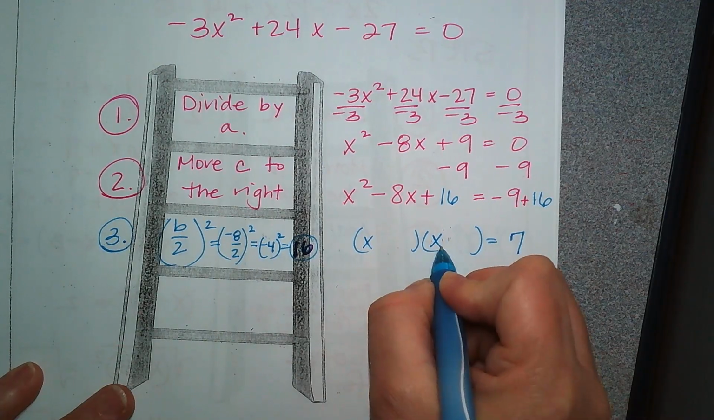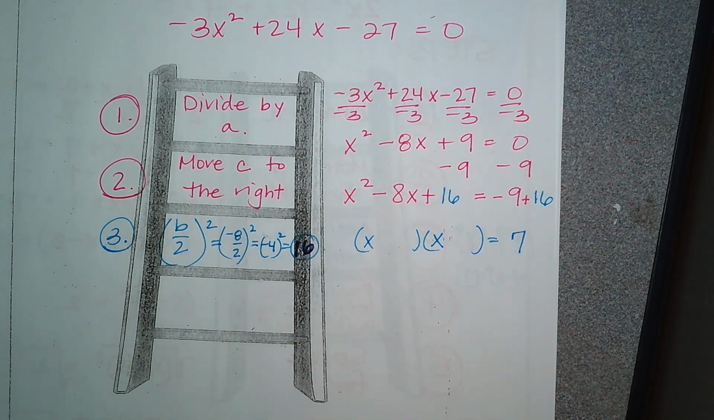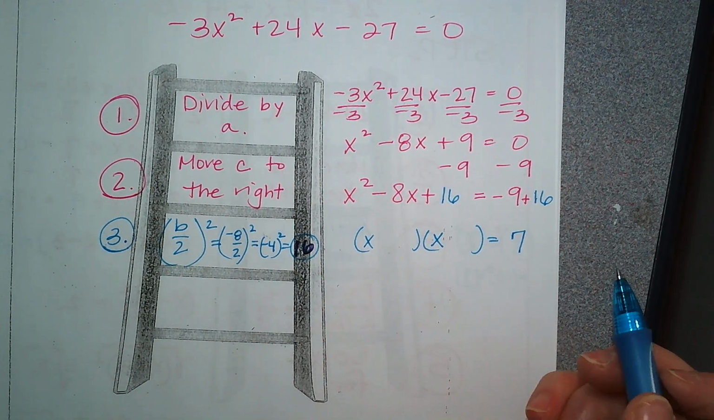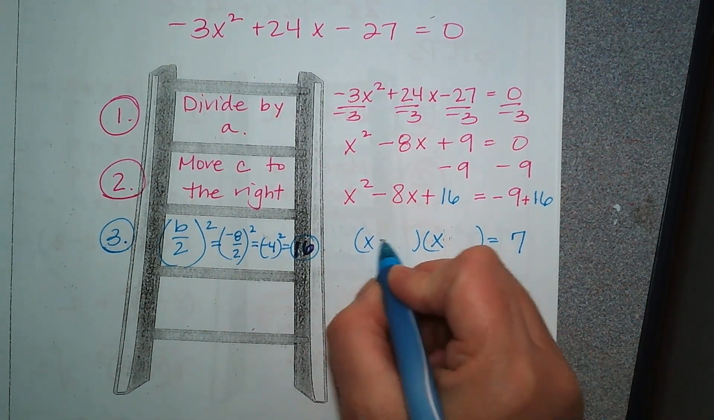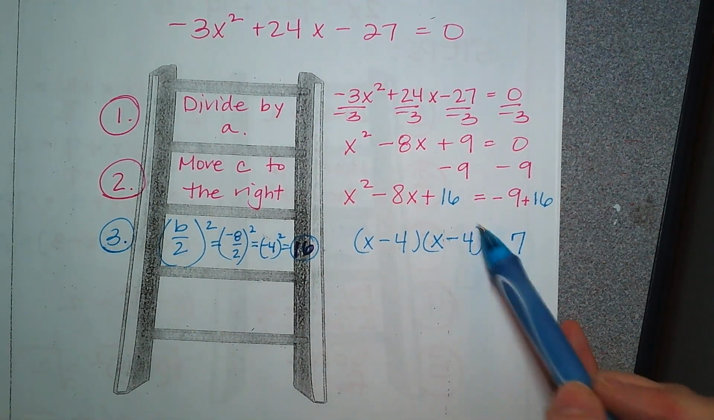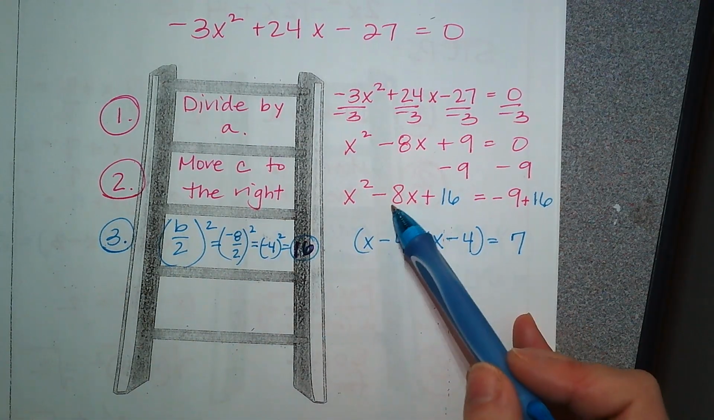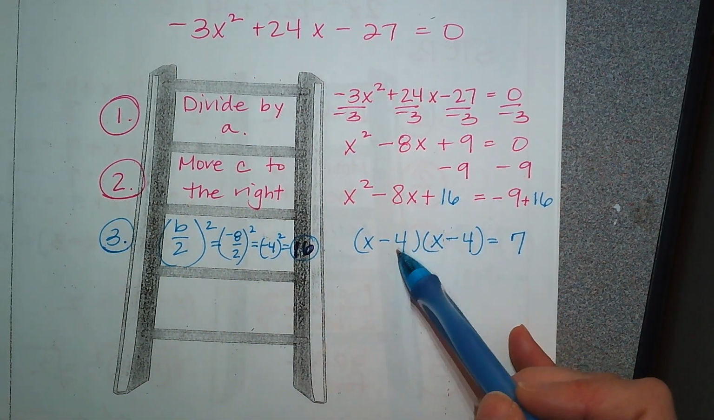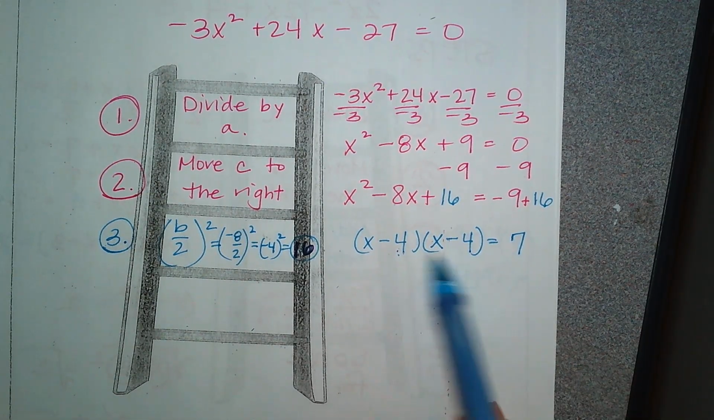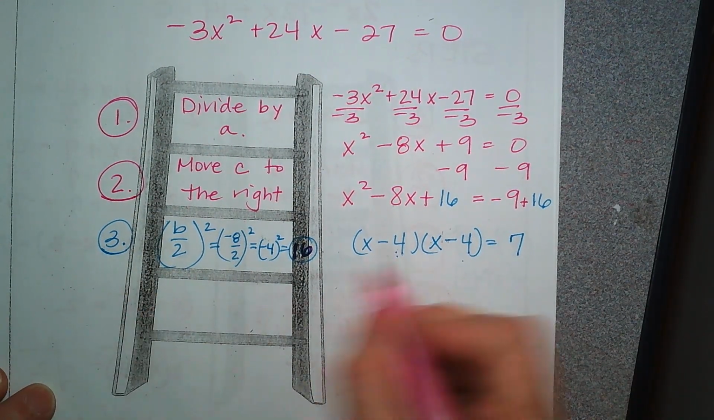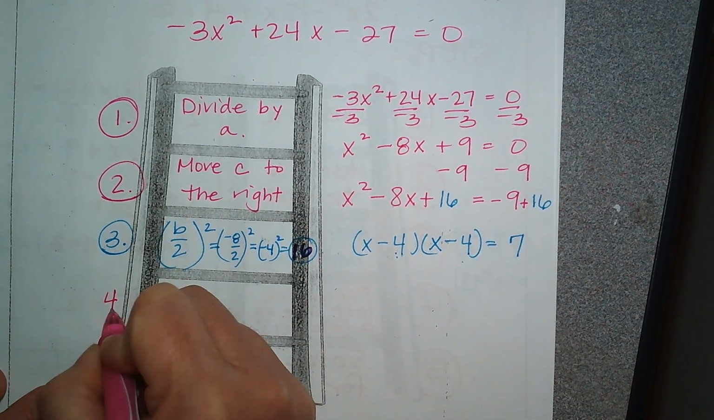How do we factor this? What can we multiply to get 16 and add to get 8? This number will also be the square root of 16 or half of 8. It's the square root of C or half of B. And these two numbers should always be the same because my next step is to write it as a binomial squared.